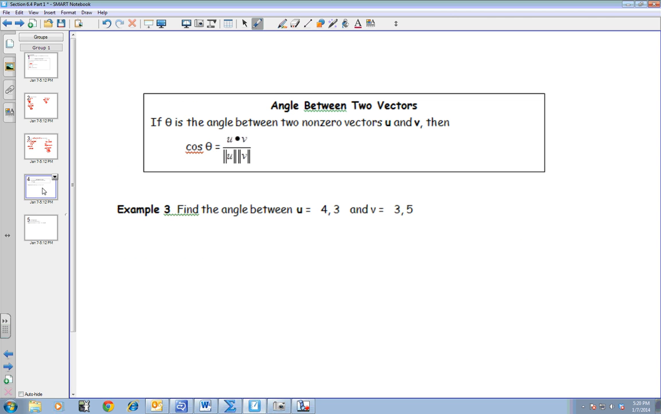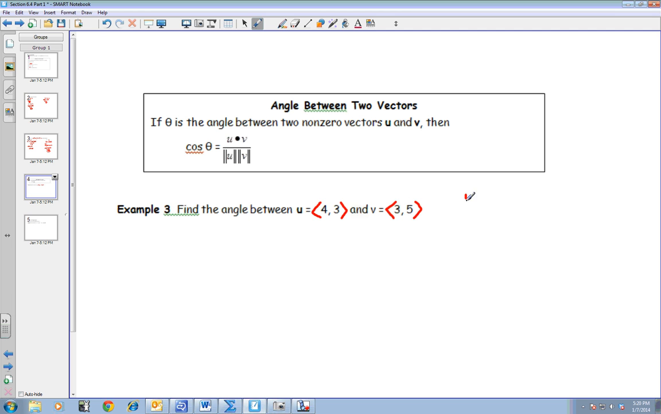Example 3: this time I may sometimes want to find the angle between two vectors. If theta is the angle between two non-zero vectors u and v, then cosine theta equals the dot product of u and v over the magnitude of u times the magnitude of v. Okay, so find the angle between these two vectors.